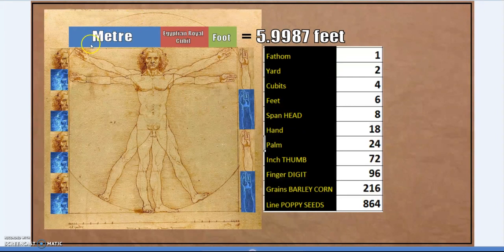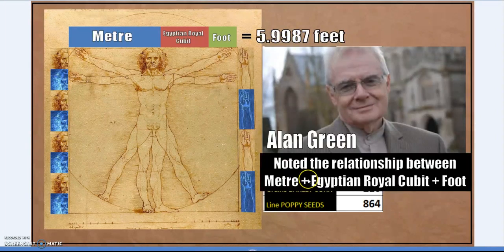But okay, 1 meter plus 1 Egyptian royal cubit plus 1 foot is ever so slightly away from 4 cubits or 6 feet. It's 5.9987 feet. Alan Green was the first to mention this, the relationship between meter, royal Egyptian cubit and foot. Now, for instance, 1 meter plus 1 Egyptian royal cubit would be 4.9987, so 5 feet. So there's a 6 to 5 ratio going on here, and we'll get to that in future episodes.